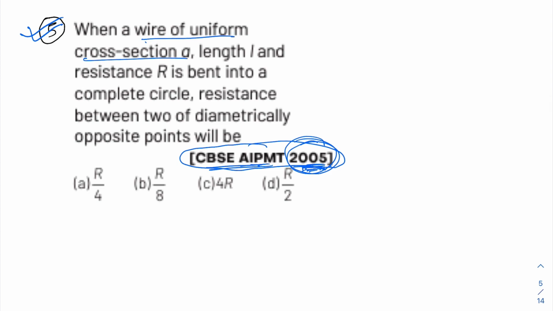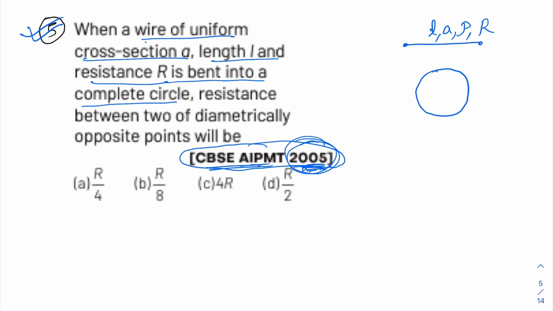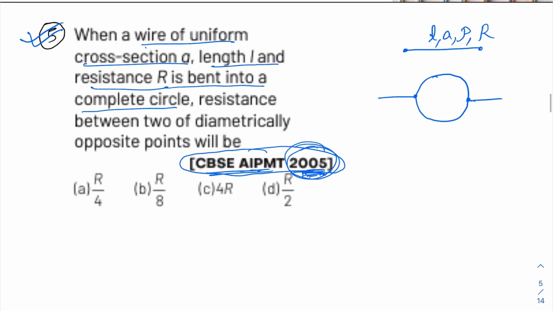When a wire of uniform cross section area A, length L and resistance R is bent into a complete circle, it says there is a wire of length L, area A, material resistivity rho, and resistance R, and it is bent into a complete circle like this. The resistance between two diametrically opposite points, like this, just opposite across the diameter, is to be found. So we need to find the resistance between these 2 points. It is based on the previous question number 4. Now we will solve this one.